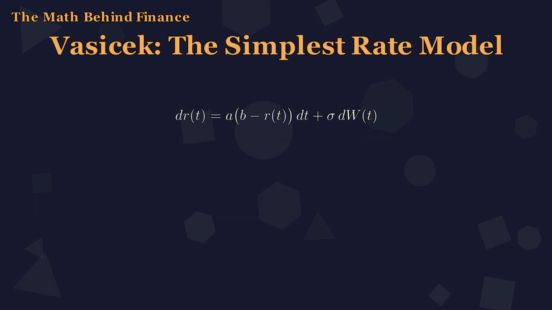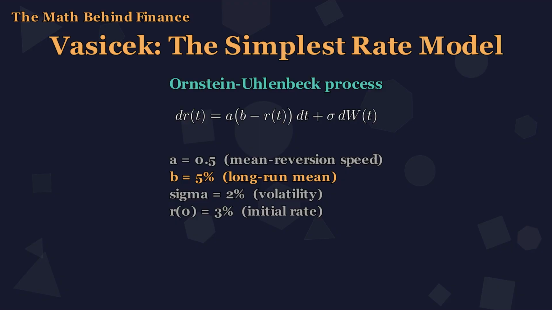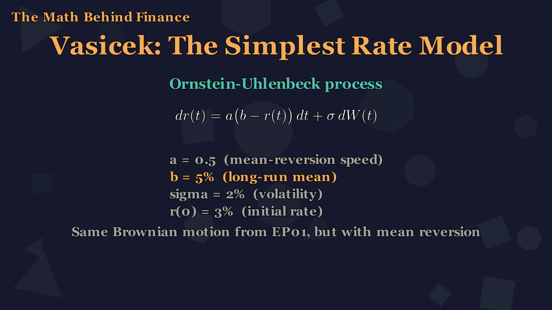In 1977, Oldrich Vasicek proposed the simplest stochastic model for interest rates. The short rate follows an Ornstein-Uhlenbeck process. It is pulled toward a long-run mean b at speed a, with random Gaussian shocks of size sigma. For our demonstration, we set the mean reversion speed to 0.5, the long-run mean to 5%, and the volatility to 2%, starting from 3%. If you watched episode 1, this is the same Brownian motion, but now with a spring pulling it back toward the center.